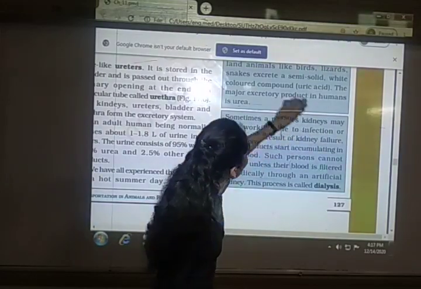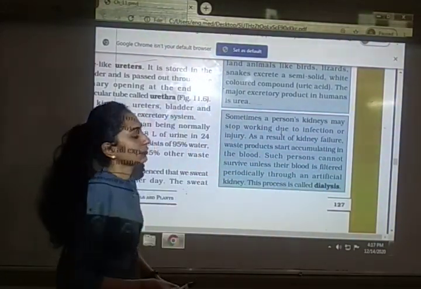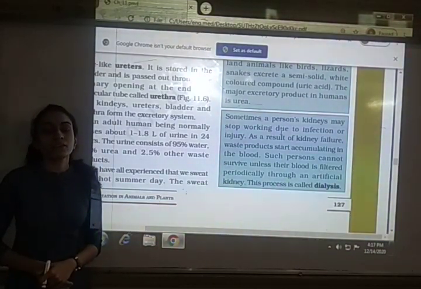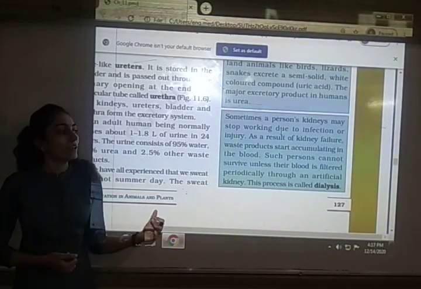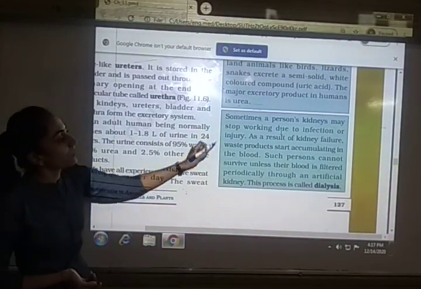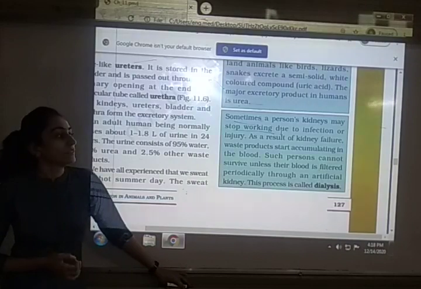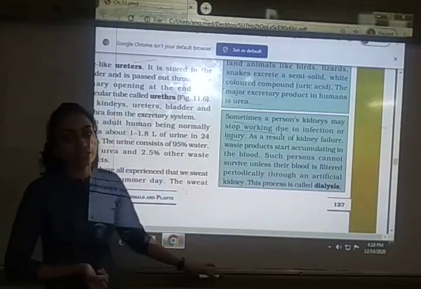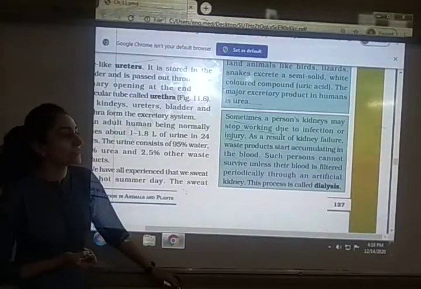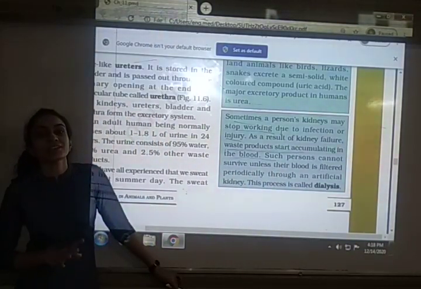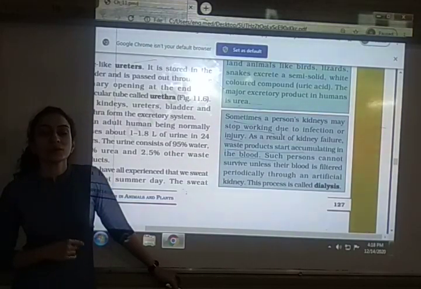Now here is one other fact. You might have wondered what happens if the filter in our body goes wrong, or something spoils, or there is some technical error. Sometimes a person's kidney may stop working, due to infection or injury in the kidneys. As a result of this kidney failure, waste products start accumulating, or storing, in the blood. The storing of waste products in the blood when the kidneys stop working is known as kidney failure.